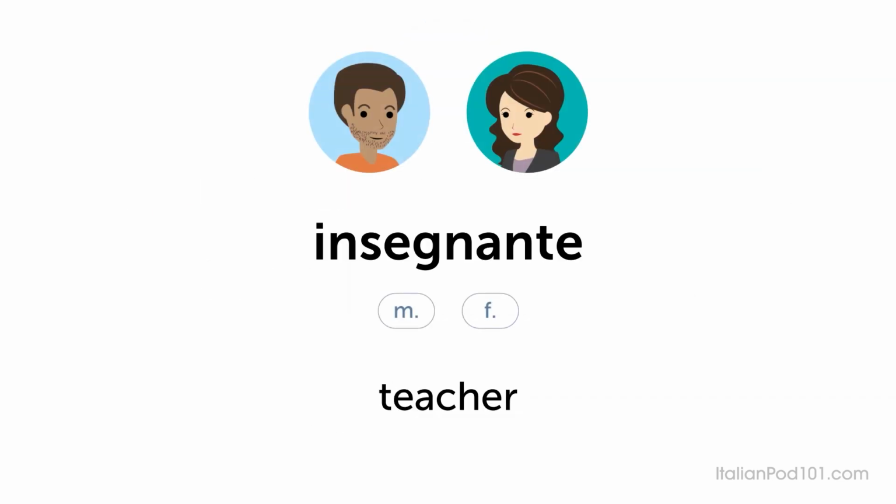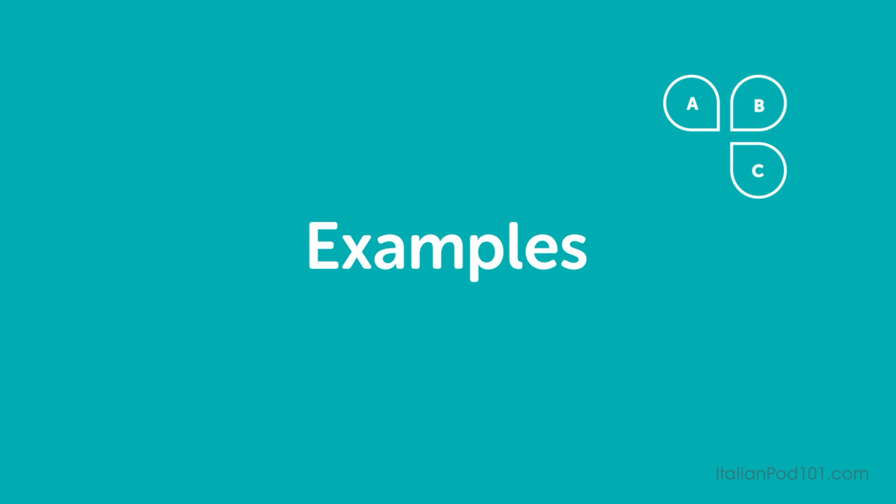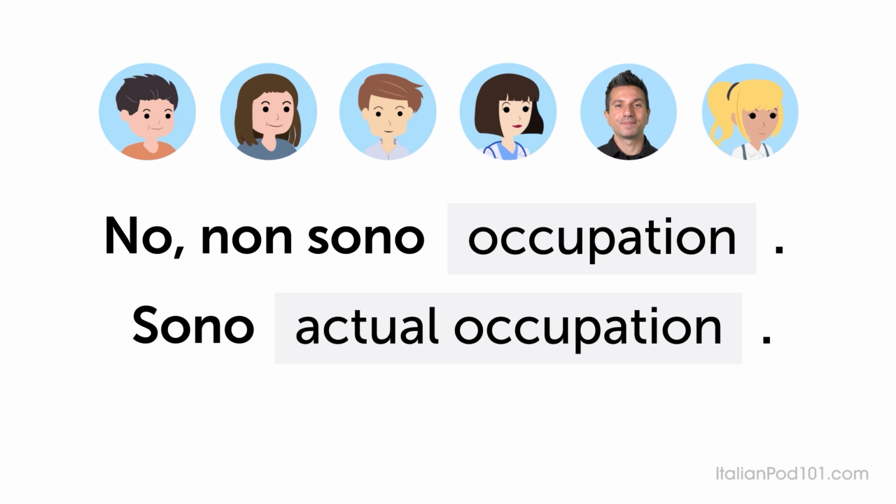In Italian, some occupations have the same word for both genders. For example, Insegnante. However, much of the time, words will differ depending on gender. In general, nouns that end in O tend to be masculine, while nouns that end in A tend to be feminine. Let's look at some more examples. Listen and repeat, or speak along with the native speakers.